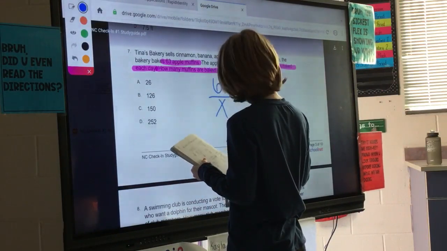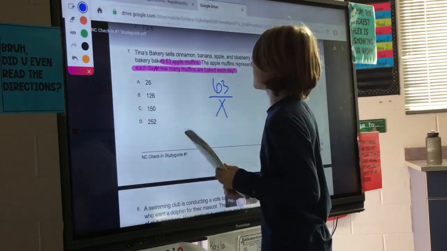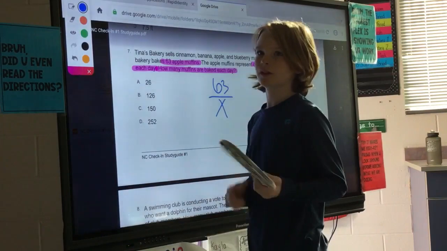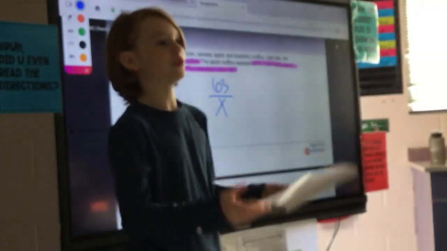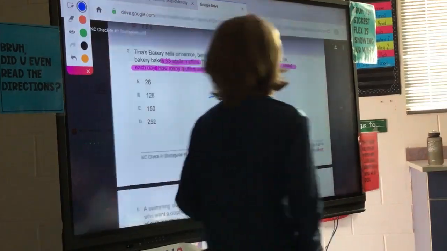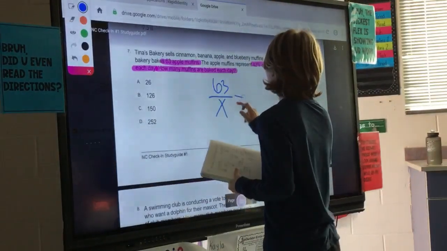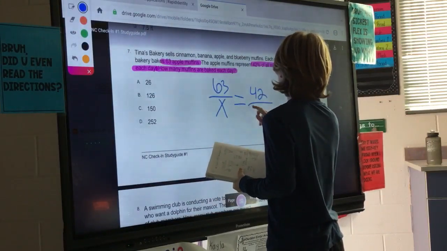So why are you solving for the whole? How do you know you're solving for the whole? Because it says 63 apples is only 42%. Tell them. All right, so in our problem, it's already telling us this 63 apples is representing 42% of the total. Okay?